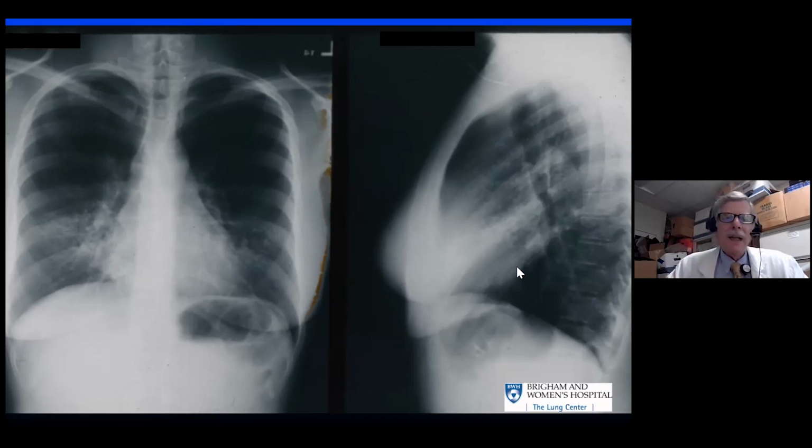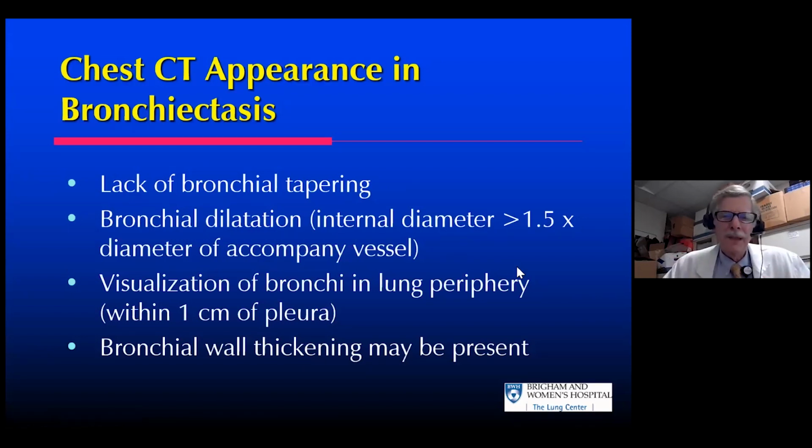But the definitive diagnosis, as you know, is CAT scan. And CAT scan is both sensitive and specific for the diagnosis of bronchiectasis. And here are the features that we'll look for. The bronchi that don't taper, that remain dilated even as you go towards the periphery. Compare the diameter of the vessel that runs together with the bronchus. The usual is that the internal diameter of the bronchus is the same as the diameter of the vessel it runs with. And so if the diameter of the bronchus is 1.5 or more times the diameter of the accompanying vessel, then you can say it is dilated.